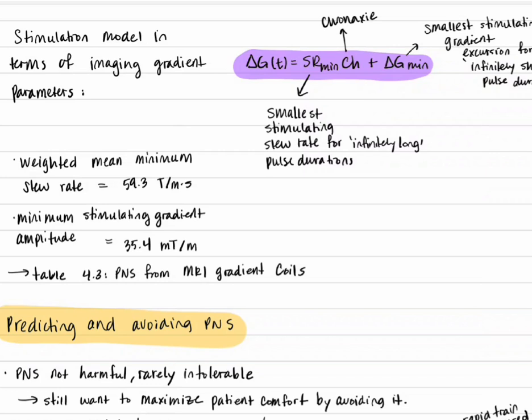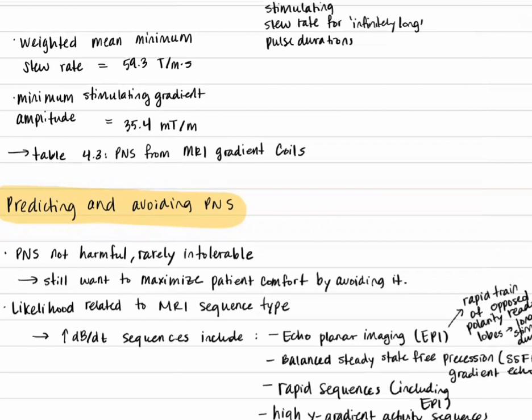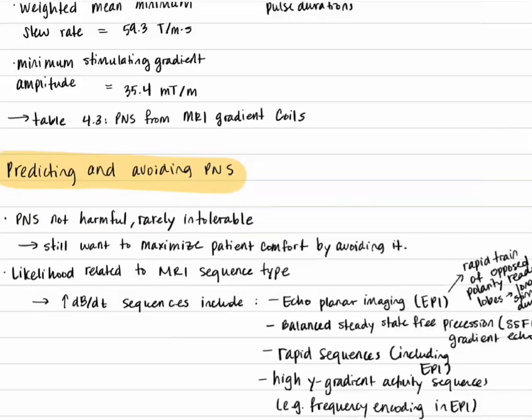The stimulation model in terms of the imaging gradient parameters can be described by this model over here. So delta G of T is equal to the smallest stimulating slew rate for infinitely long pulse durations times the chronaxie plus the change in the gradient, the smallest stimulating gradient excursion for infinitely short pulse durations. So the weighted mean minimum slew rate is 59.3 Tesla per meter second, and the minimum stimulating gradient amplitude is 35.4 millitesla per meter. I encourage you to look at table 4.3 of the reference for this video to look at the peripheral nerve stimulation data from MRI gradient coils.